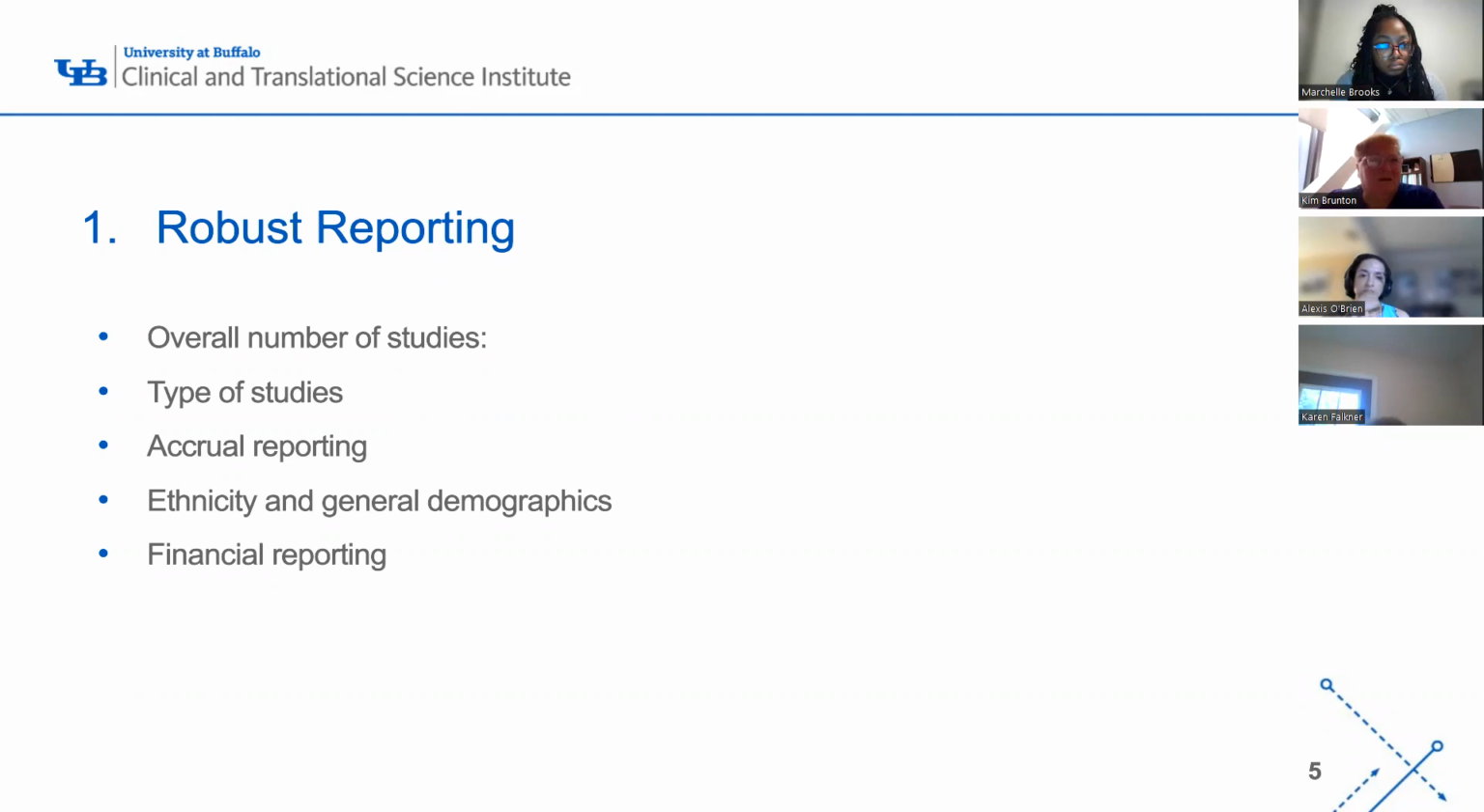And as you can understand, a lot of times we need that information for various functions, be it through the CTSA, reports to the NIH, reports to the institution, to leadership. And again, one of the other huge reporting things that we have is the ability for financial reporting.